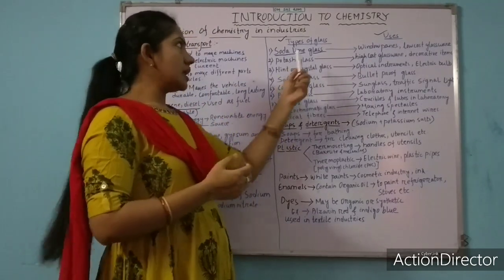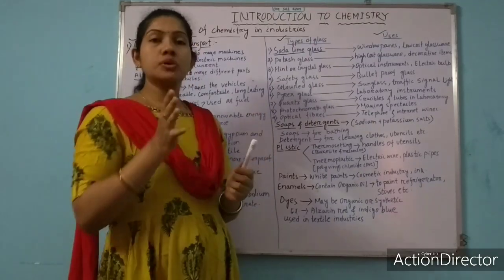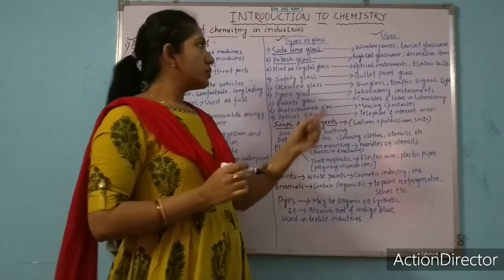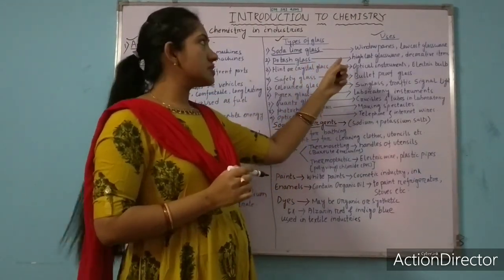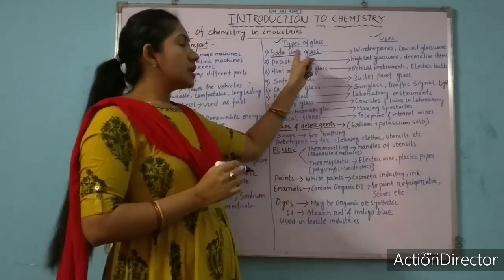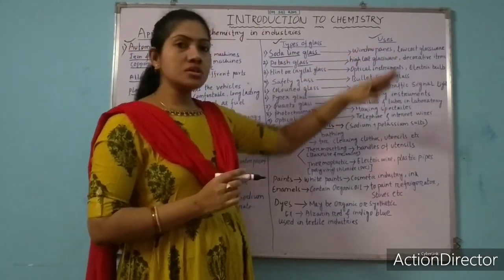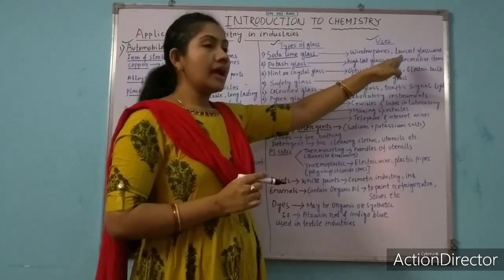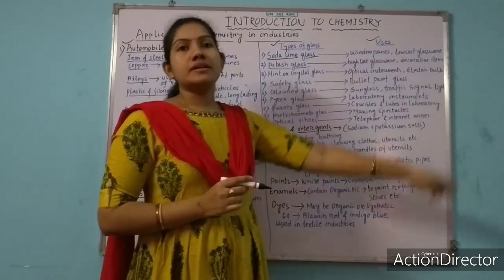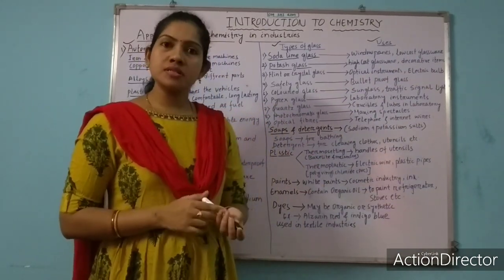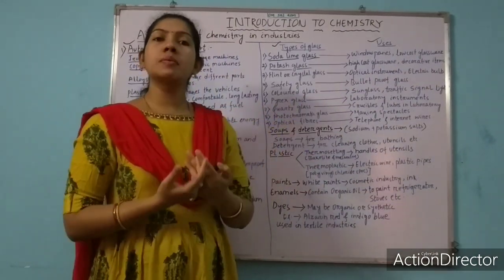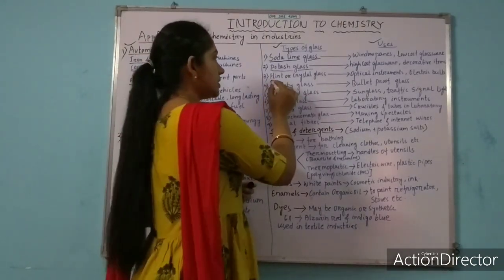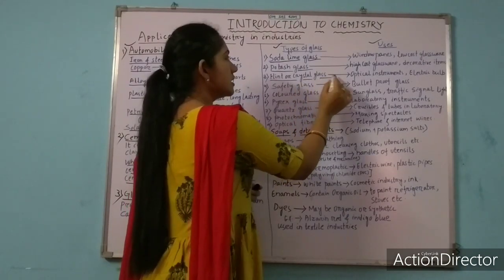Soda lime glass. Second, potash glass. What is the use of potash glass? Soda lime glasses are used to make low cost glasswares, but potash glass is used for making high cost glasswares and decorative items. The high cost glasswares and decorative items made of glass that we are using are made of potash glass.